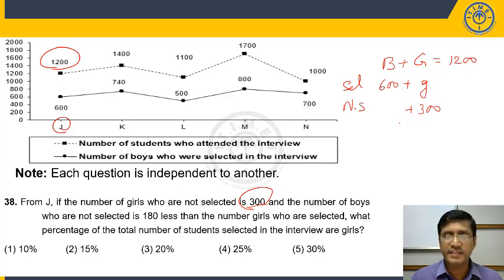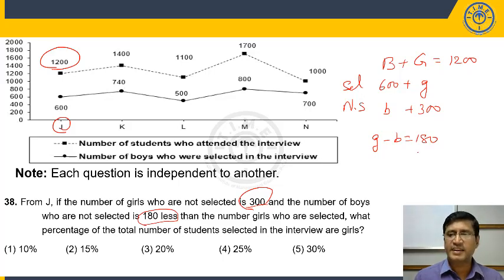Okay. Now what is it saying here? The number of boys who are not selected is how much less? 180 less. 180 less means if you take this value as B, then G minus B is equal to 180. G minus B is equal to 180.